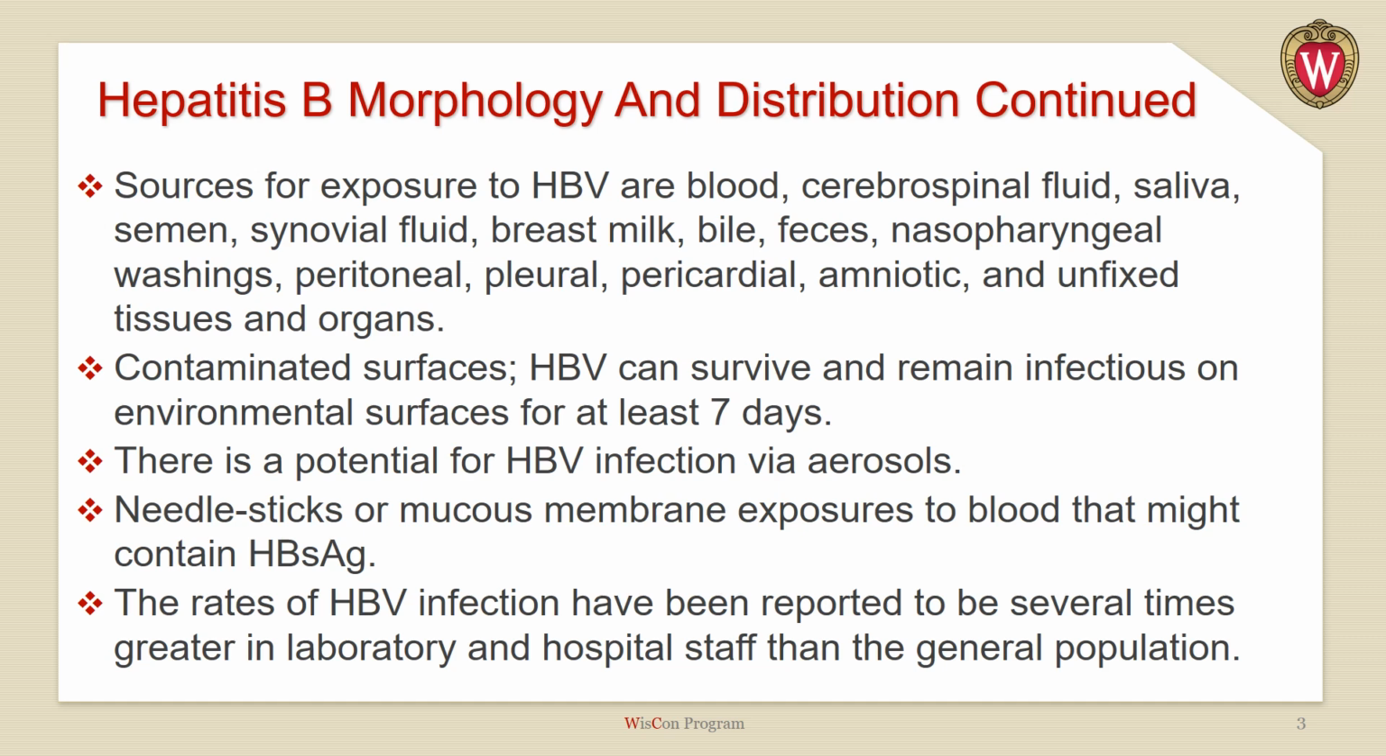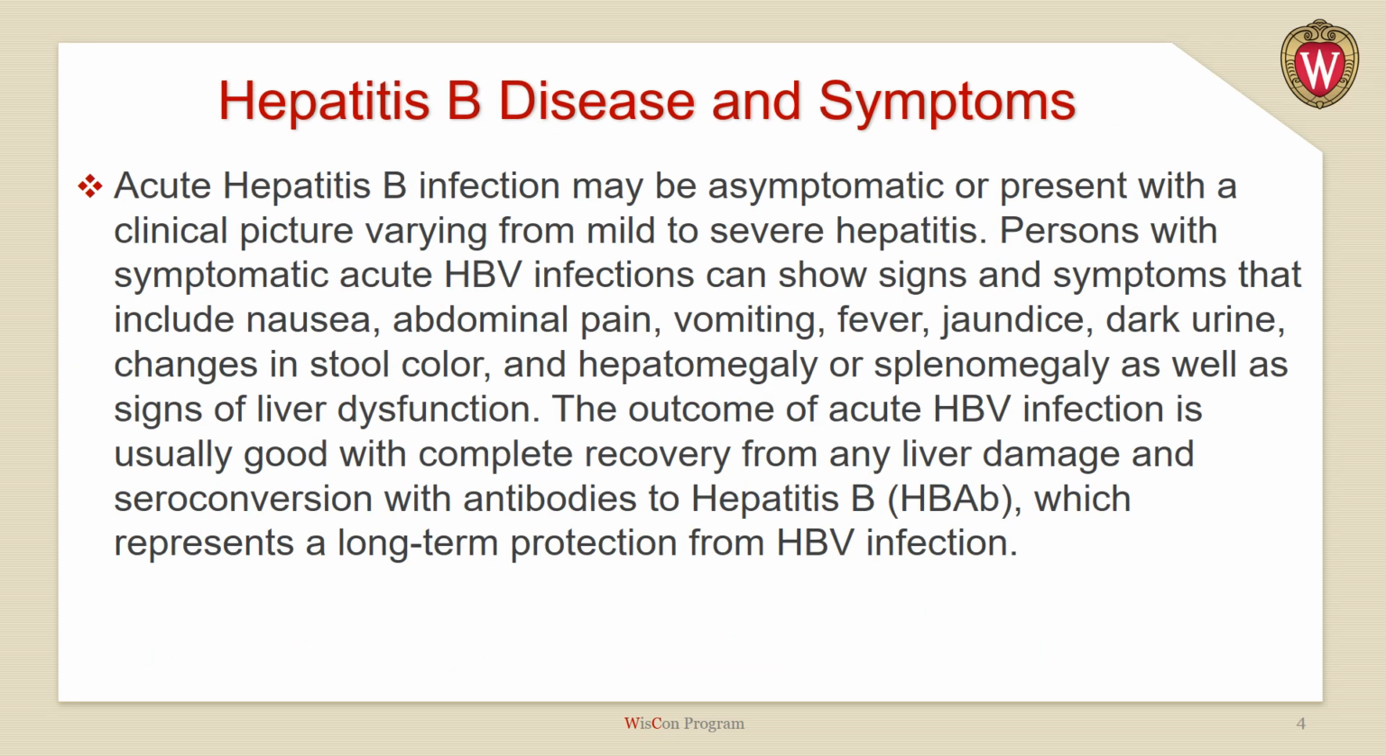The rate of HBV infection has been reported to be several times greater in laboratory and hospital staff than the general population. Hepatitis B disease and symptoms. Acute hepatitis B infection may be asymptomatic or present with a clinical picture varying from mild to severe hepatitis. Persons with symptomatic acute HBV infection can show signs and symptoms that include nausea, abdominal pain, vomiting, fever, jaundice, dark urine, changes in stool color, and hepatomegaly or splenomegaly, as well as signs of liver dysfunction.